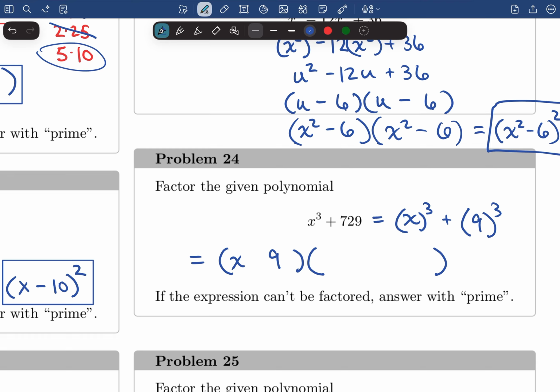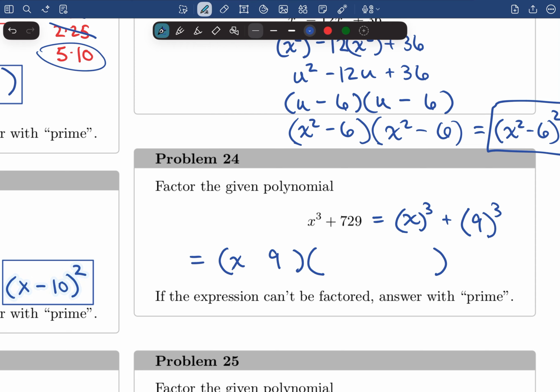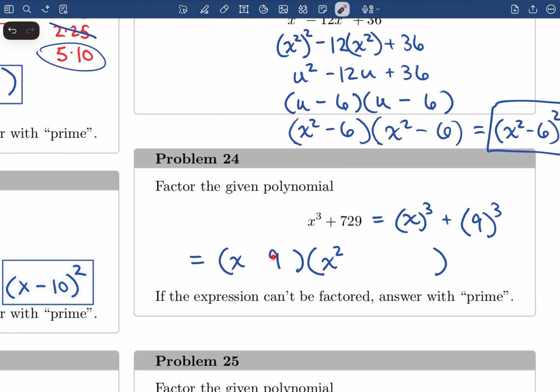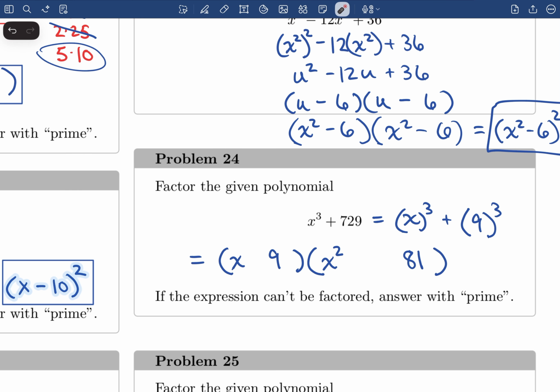And now, what goes in the trinomial? Well, in the trinomial, you take the first term and you square it. Okay, so x squared. And you take the second term and you square it and put it at the end. So 9 squared. Well, 9 times 9 is 81, so I'll just write it as 81. And then in the middle of the trinomial, you will place x times 9. You're going to multiply the two things together.